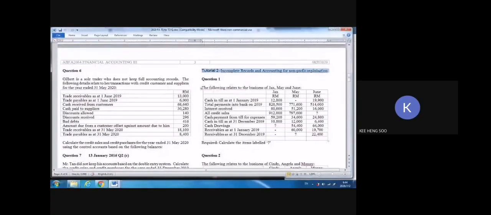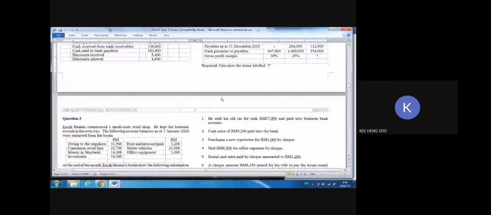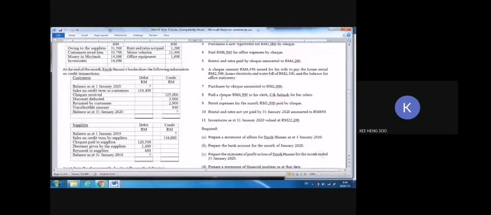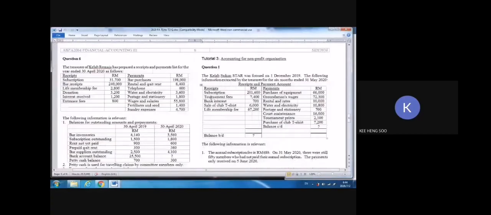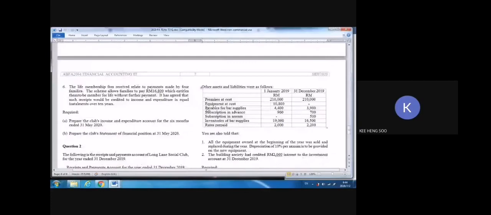Can you see that? This is your tutorial 2. Your tutorial 2 starts halfway. I want to save space for you, so tutorial 2 starts on page number 3. So you got question 1, question 2, question 3, question 4, question 5. That means until question 4 is the corporate record. Question 5 onward will be the club and societies. Question 6, club and societies. Then only tutorial 3, question 1, 2, 3, 4. Are you receiving the same questions?